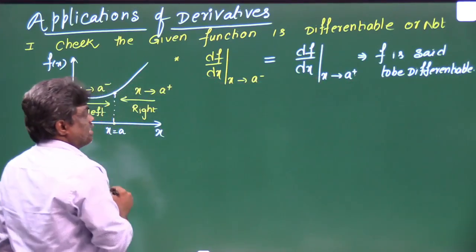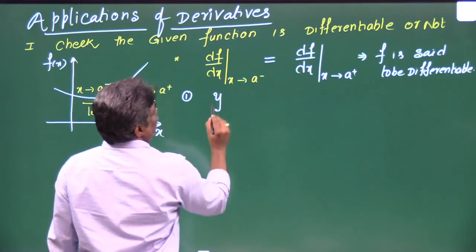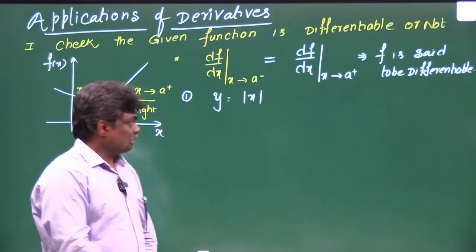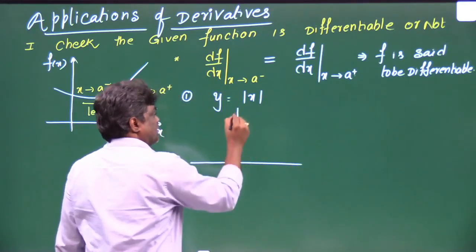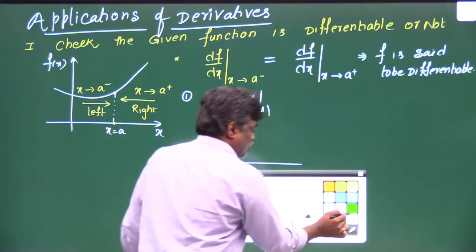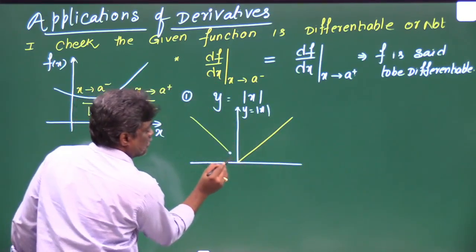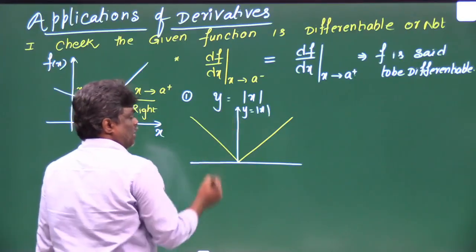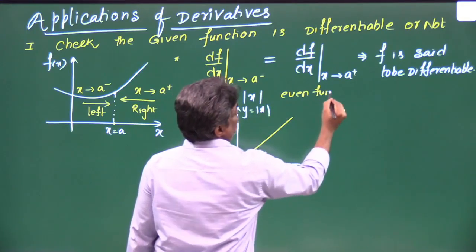Let us take a small example. Here I am taking y is equal to mod x. Mod x is a continuous function, no doubt about it. If you draw this function, let us say this is the x-axis and this is the y. They have given y is equal to mod x. If you draw the mod x curve, it will be like this. For negative values of x also you will get the positive value only. That's why it is an even function. First of all, mod x is an even function. That's good.